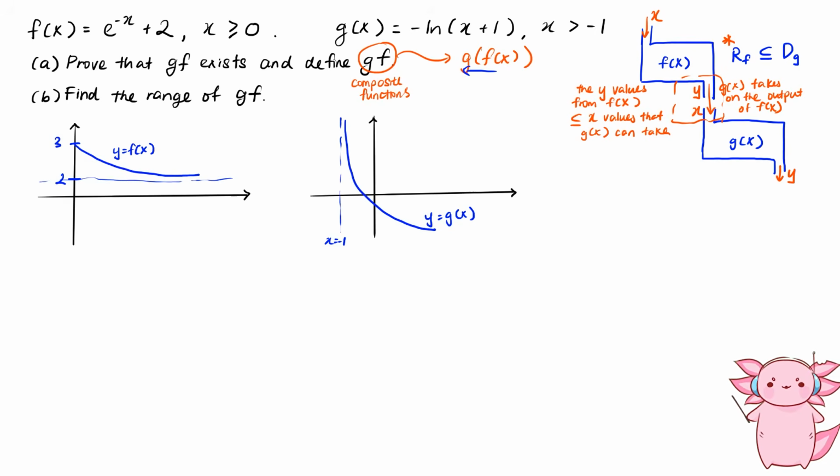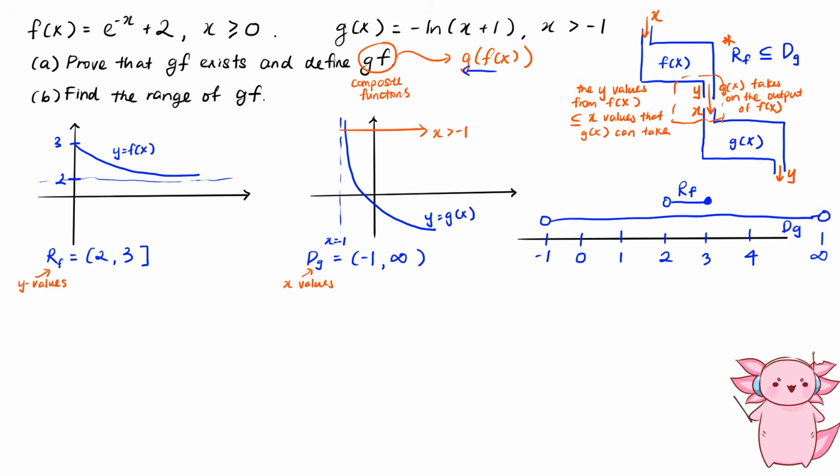After drawing out both graphs like this, for f of x we can see that the possible y values are from 2 to 3. Now for g of x, the possible x values that it can take are from -1 over here to infinity. After drawing out a quick number line like this, we can see that indeed the range of f is a subset of the domain of g. The last step is to find gf.